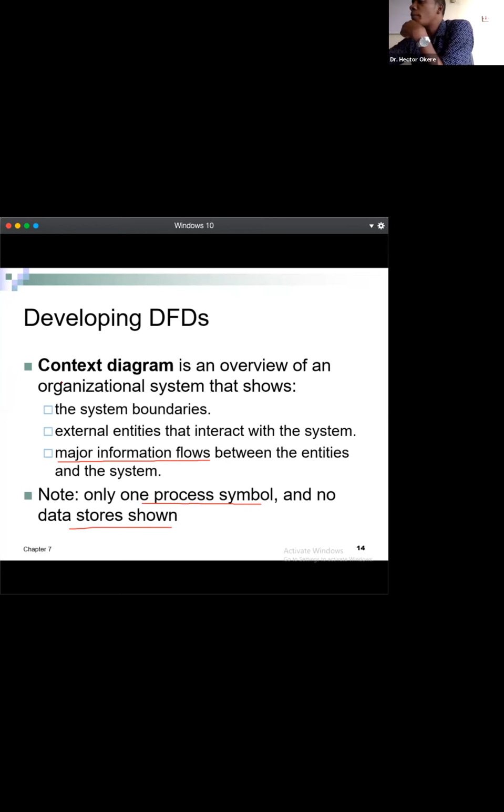So I set up a screen here. I don't know if it can be seen.